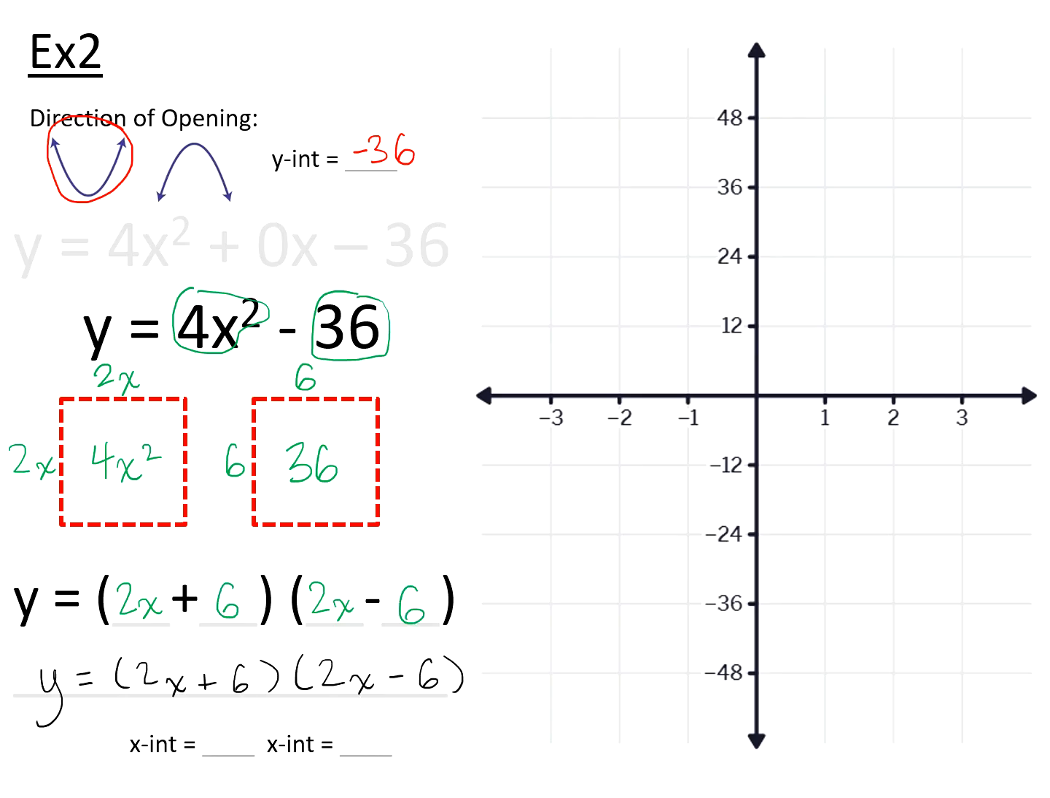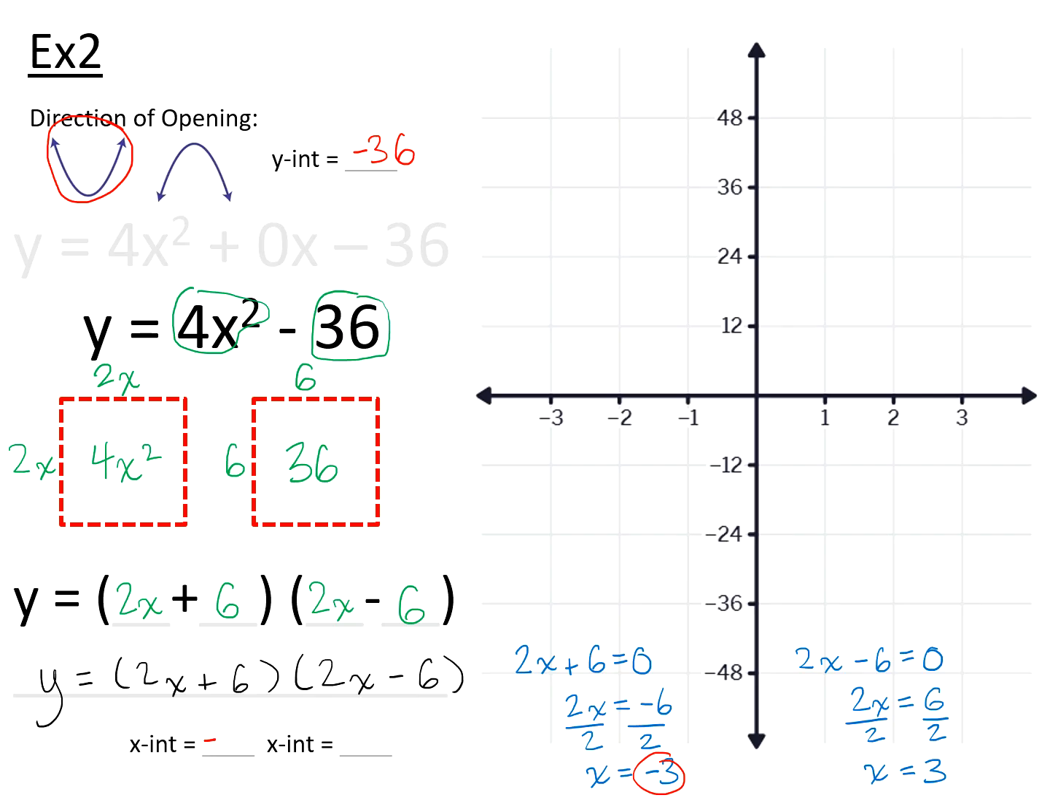Therefore, the equation of this quadratic relation in factored form is 2x plus 6 multiplied by 2x minus 6. This equation can actually be further factored, but that's a discussion for a different day. Over on the right, I've written out how to find the x-intercepts with the proper method. So therefore, the x-intercepts would be -3 and +3.